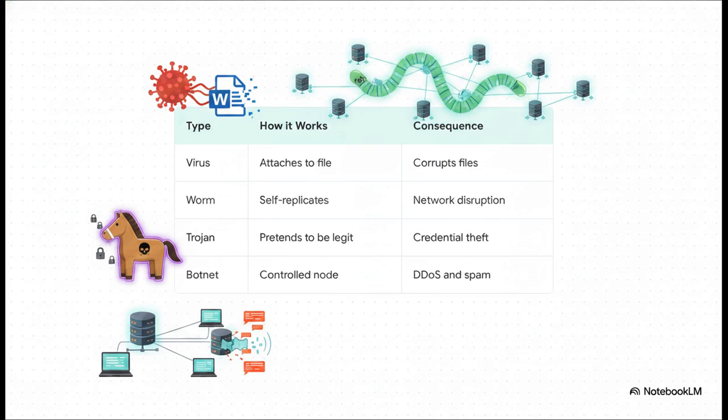Then you have the Trojan. Just like the wooden horse from history, it relies on deception. It pretends to be that legitimate crack software we just talked about, but it's hiding a malicious backdoor. And finally, a botnet.